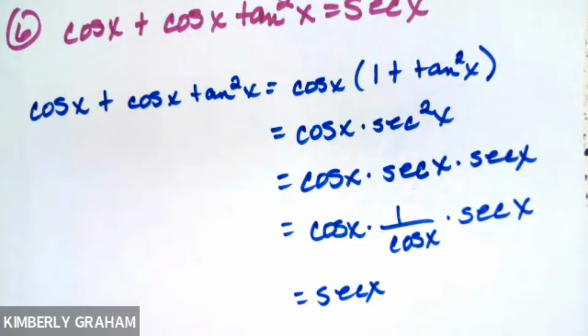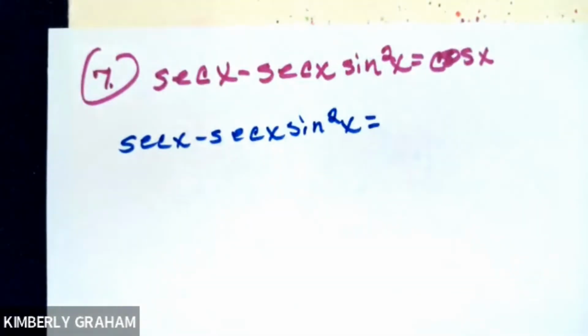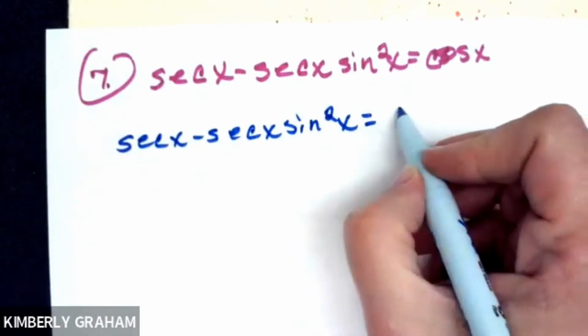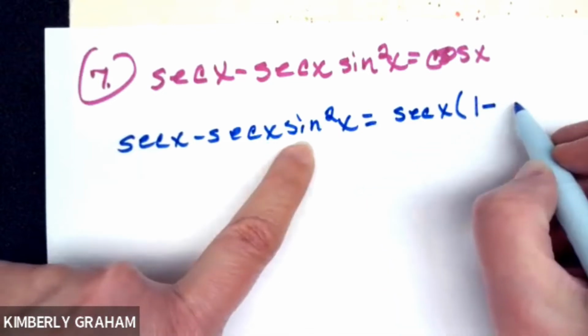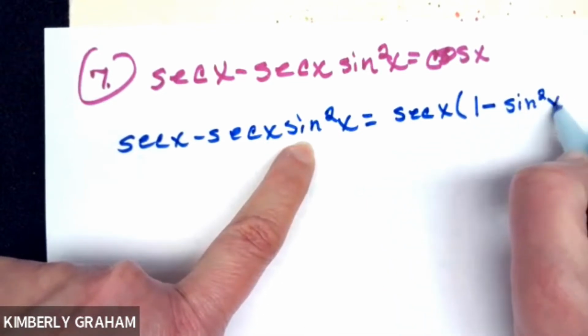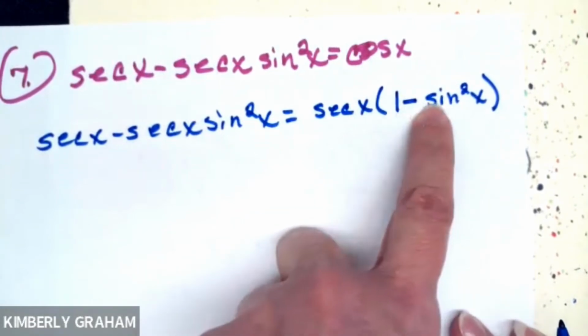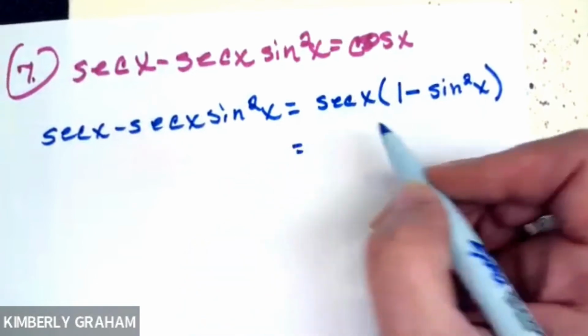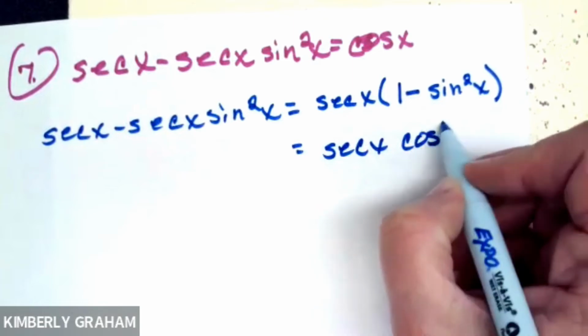I want y'all to try to do problem 7 on your own. This problem 7 should be very similar to problem 6. Okay, I said that I'm going to factor out secant from both terms. So factor out secant x, so I have 1 minus sine squared x. Well, I can use the Pythagorean identity here, and I get cosine squared x.